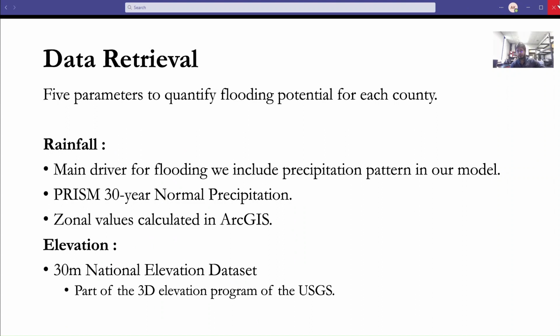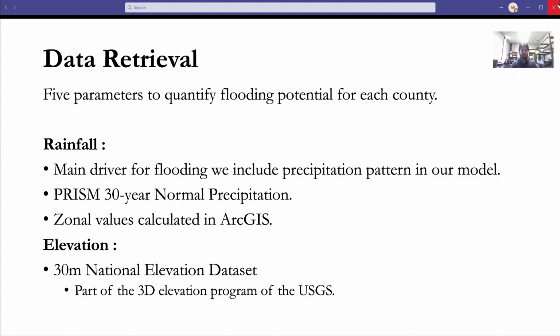The first one is rainfall. Rainfall is the main driver for flooding, and we use the precipitation pattern in our project, and also use 30-year PRISM data. ArcGIS is used for calculating our zonal values.